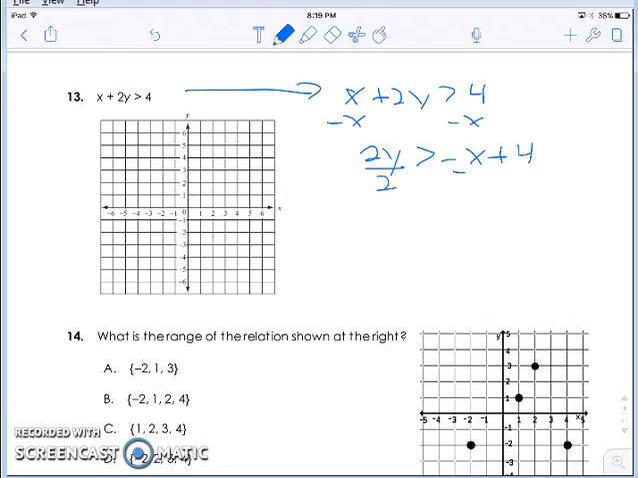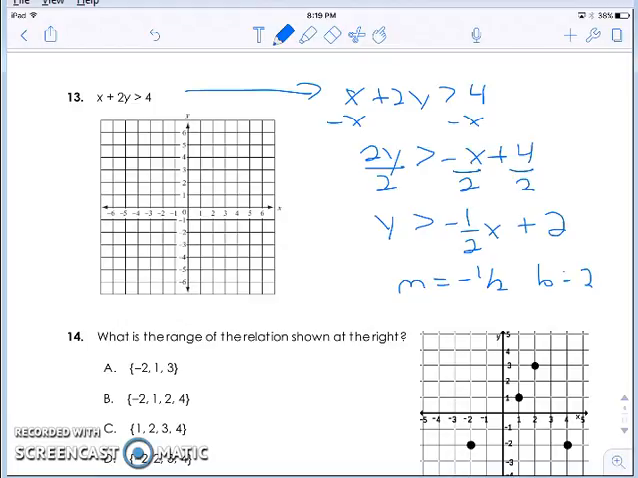Divide every little part by 2. And y is greater than negative 1/2 x, plus 2. There's my slope. So my slope is negative 1/2, and the intercept is 2.